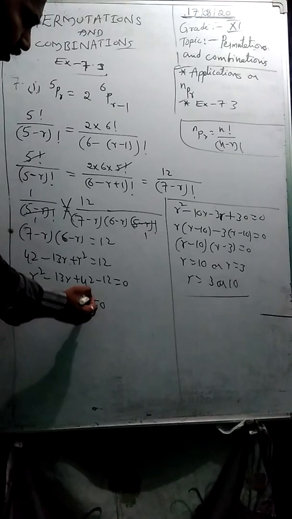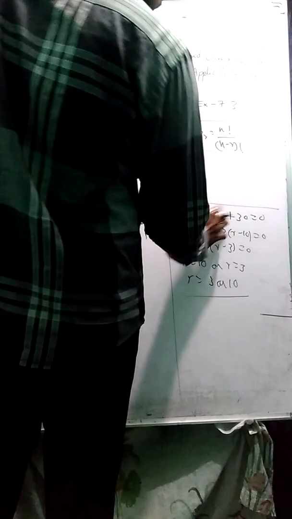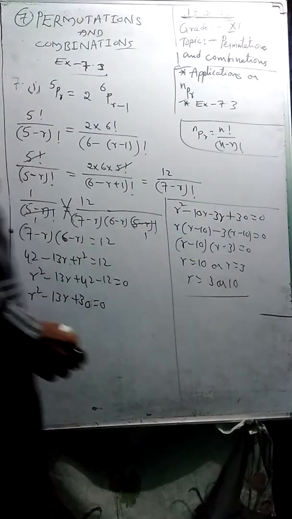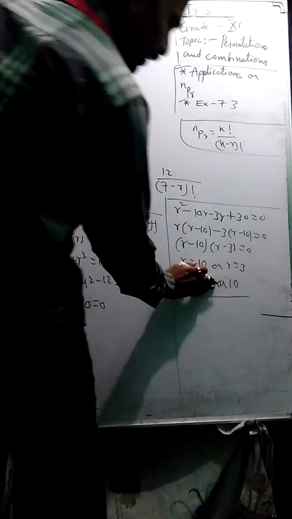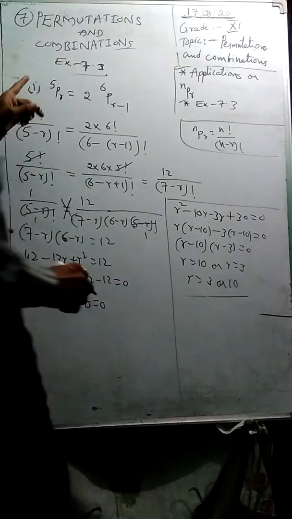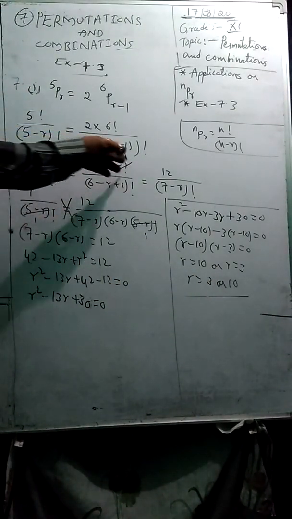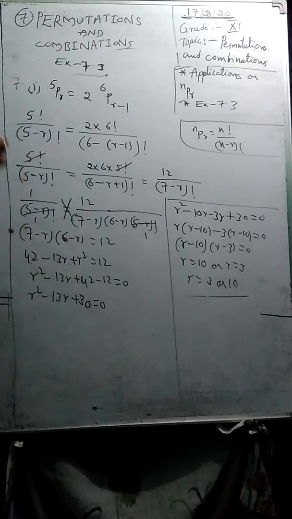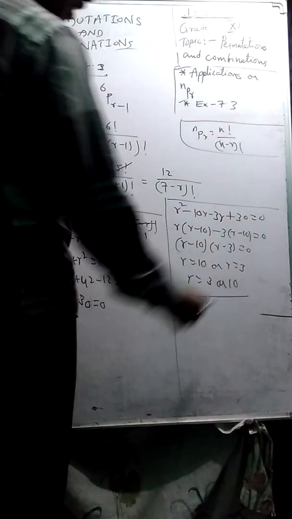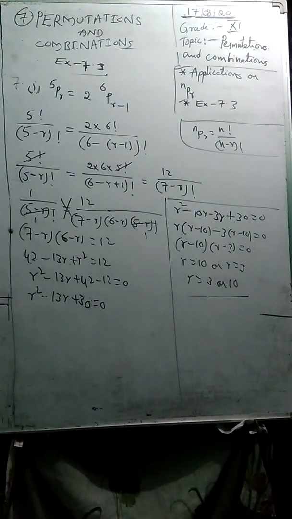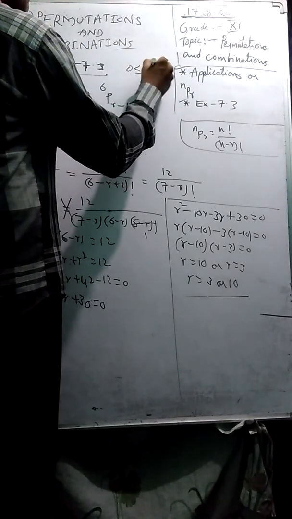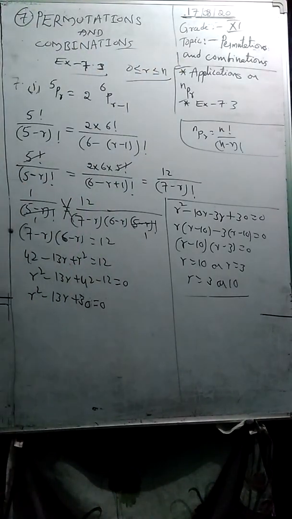Then apply the splitting of the middle term method. After simplifying, we get the r value as either 3 or 10. This is the way to solve, students. First apply the formula and simplify, cancelling whatever is possible. Then we will get one quadratic equation. Then apply the splitting of middle term method, and we get r value 3 or 10. The r value should be a positive whole number, because we have the condition that 0 is less than or equal to r, which is less than or equal to n. So whichever follows this condition, we will consider.